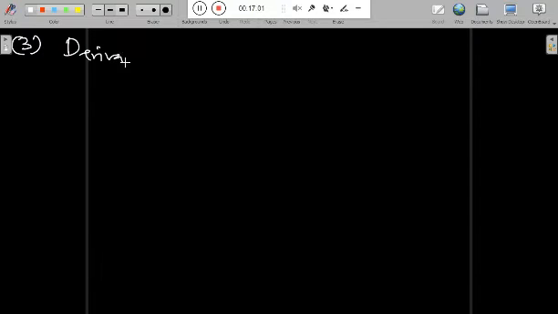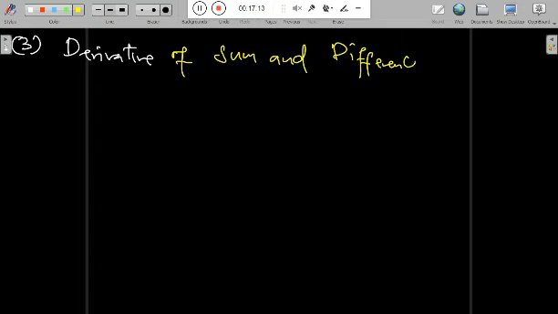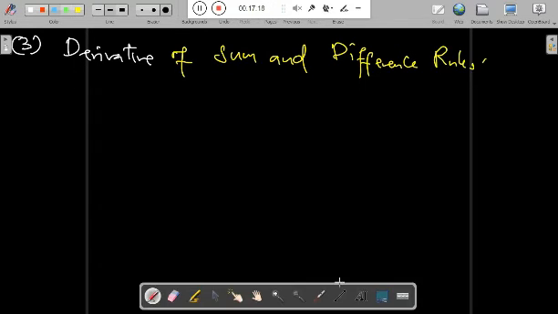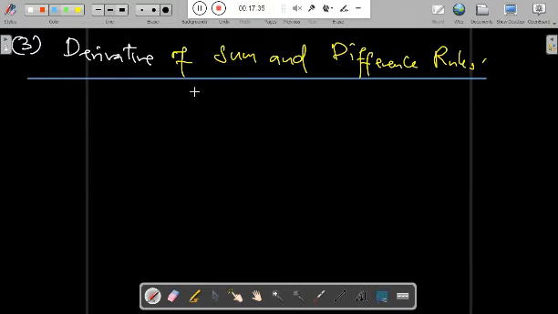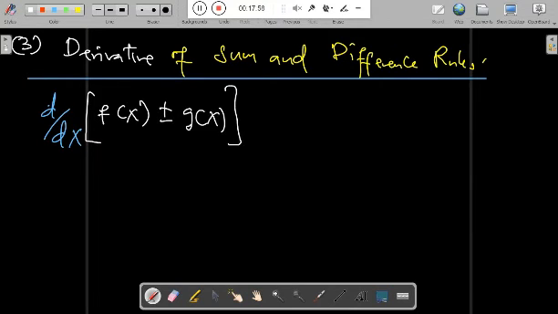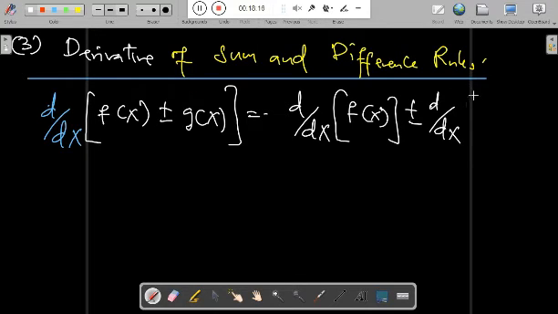It will be better now we look at another reliable rule under derivatives, which is known as the derivative of the sum and difference rules. Under this kind of rule, the derivative of a sum and difference is given as, for example, d over dx of f(x) plus or minus g(x) will be equal to d over dx of f(x) plus or minus d over dx of g(x), as we observe.